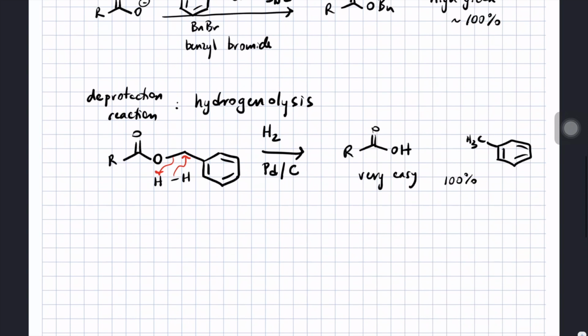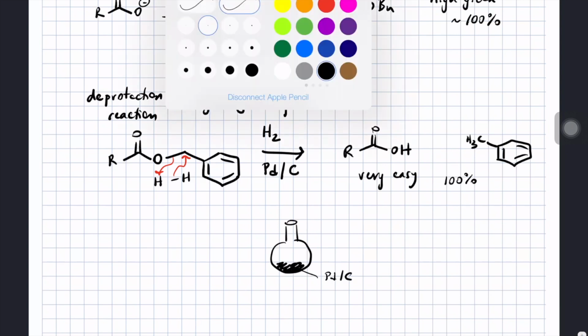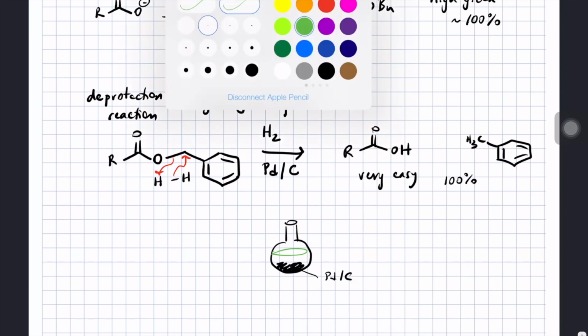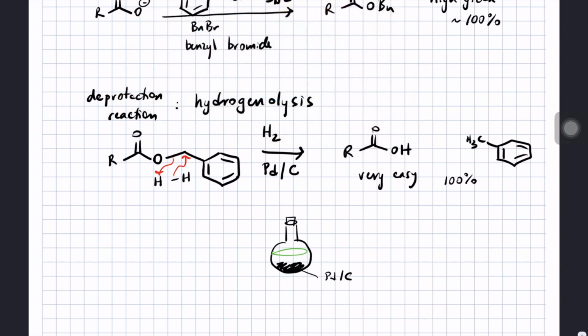What you do in these reactions is that you have a round bottom flask that contains your material. Your palladium catalyst is there at the bottom. In the solution, you have your molecule in solvent. You have a rubber stopper here, a needle going through the rubber stopper, and attached to the rubber stopper is a balloon that is full of hydrogen.